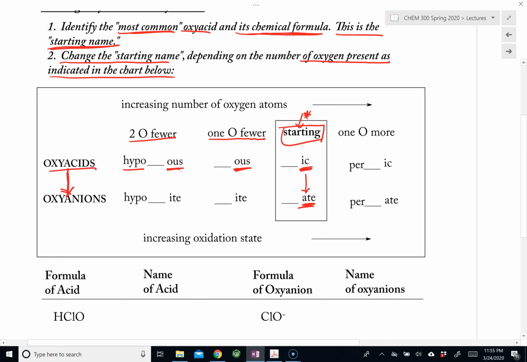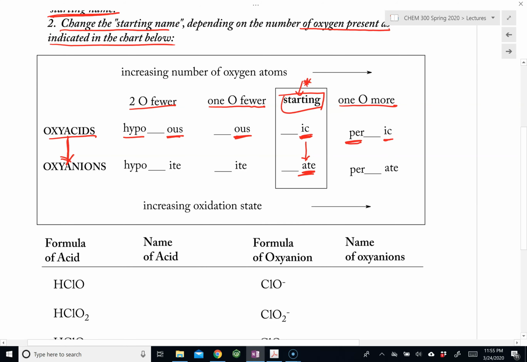Versus if the oxy acid now has 1 oxygen more compared to the most common one, then we would add the prefix per in front of it and still keep the ic ending. So that's how we would be able to name the different derivatives of the oxy acid that now have different oxygens compared to the most common one.